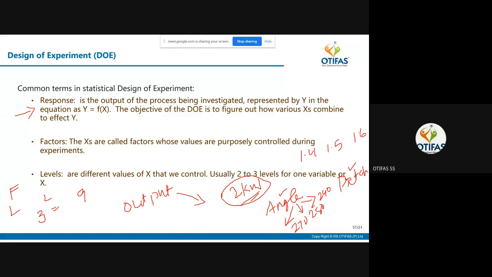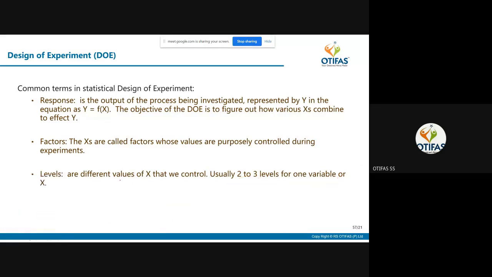Now, 270 may be the best value, 1.5 may be the best value. So how will you find out? You will do an experiment. You will set the different angles and pitches, then find out the output of the generator. Sometimes you will repeat it 2 times, so that means 18 experiments you have to do. Then based on that experiment, you will find the best value. That is design of experiments.